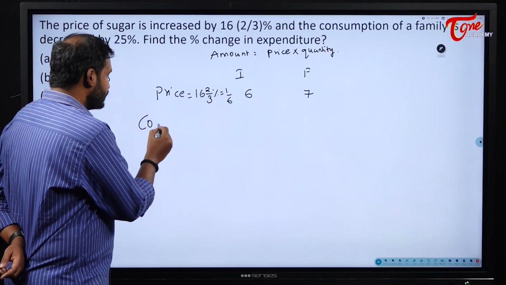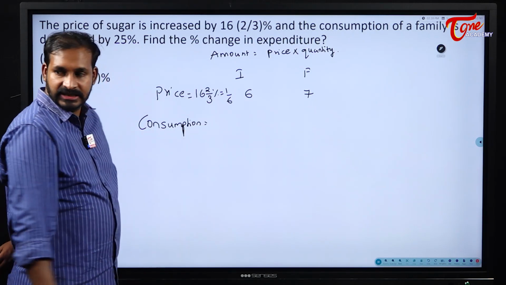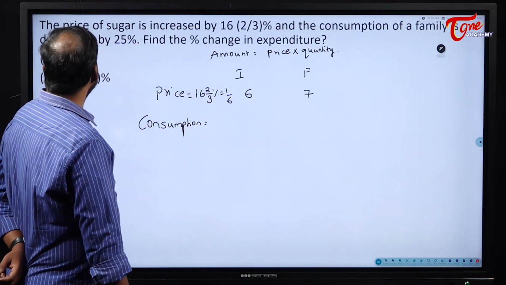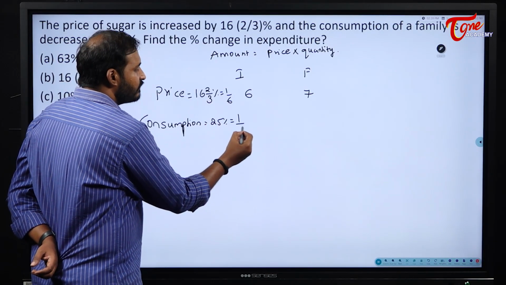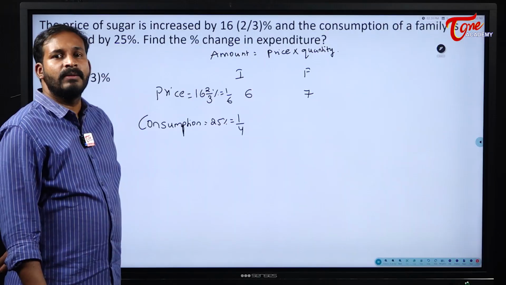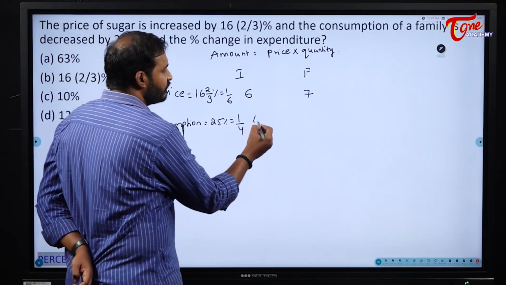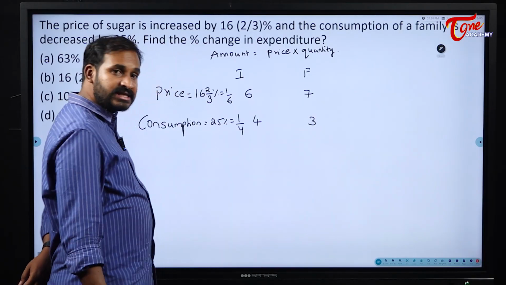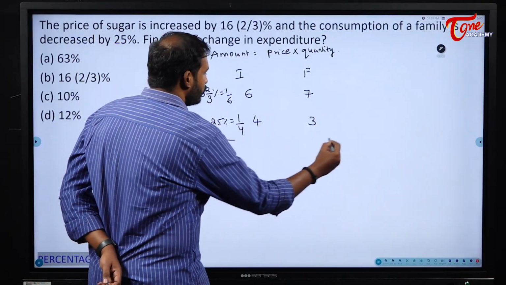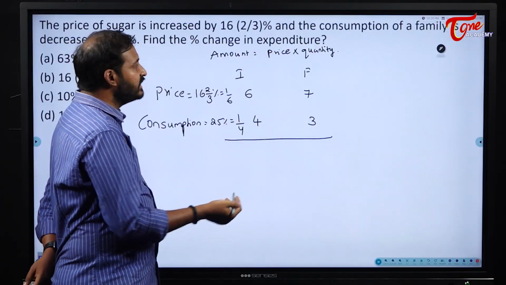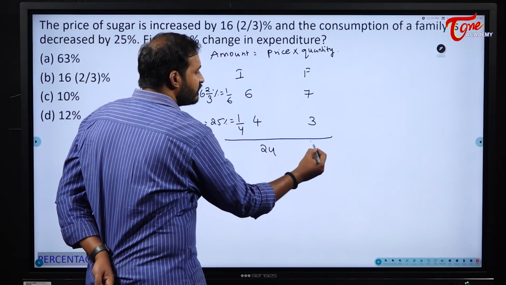When it comes to the consumption, what has happened to the consumption? It is decreased by 25%. That means 25% is equal to 1/4. Initial value becomes 4 and final value becomes 3. The reason is it came down. The consumption was decreased. Now, how will we write the amount or the expenditure? Price into quantity. So 6 4s are 24, 7 3s are 21.